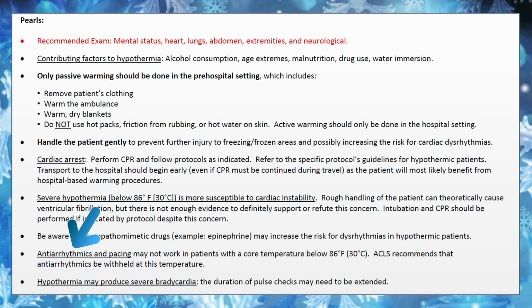Antiarrhythmics and pacing may not work in these patients with a core temperature below 86. We've talked about that. That's why we've got to rewarm these patients slowly, and I need to notify the ER as soon as possible so they can get a Bair Hugger, get the room heated up, and get warm fluids ready to go in a transfuser, and we can start those processes as soon as possible.